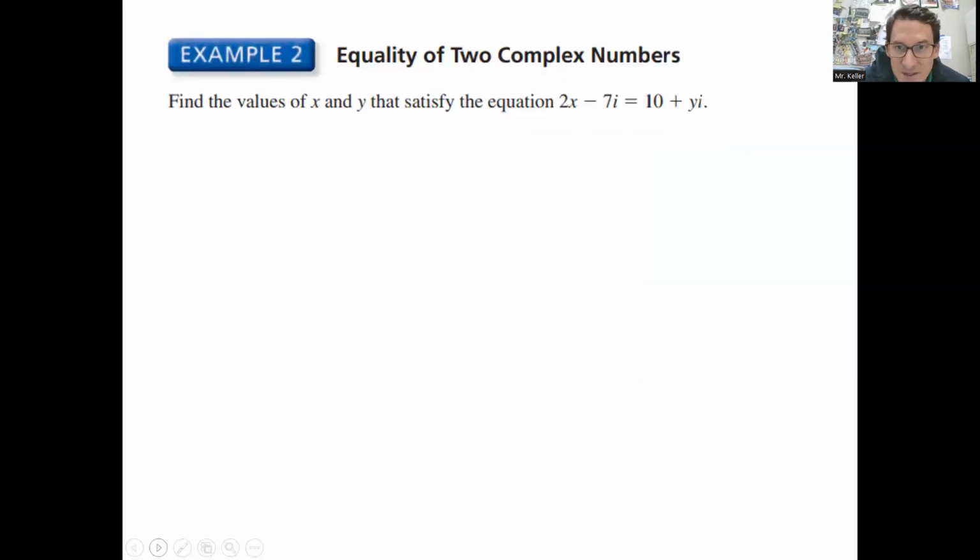Just to get used to seeing this, we're going to find the values of x and y that satisfy this equation. All this is just matching up the real number parts with the imaginary parts. So I have 2x, here's the real number part, 10 is the real number part here.